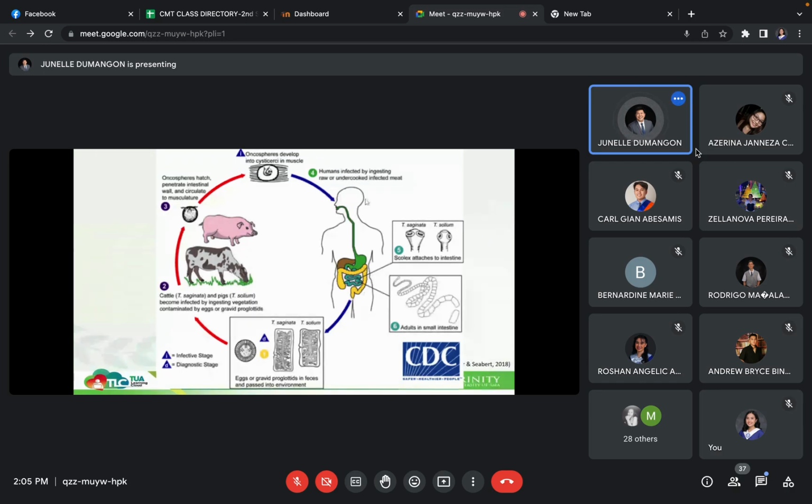So we have the host, we have the agent. So, how does it enter our small intestine? This parasite enters our small intestine when we eat beef and pork. So the cow and the pig are the vectors. They are the ones who carry the parasite and introduces the parasite to man. Okay, malinaw po ba to? Are we all getting the drift?